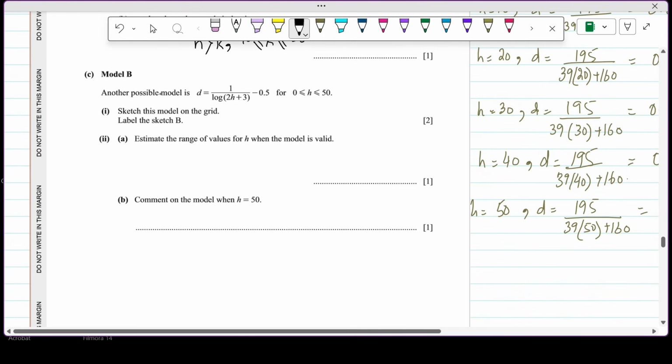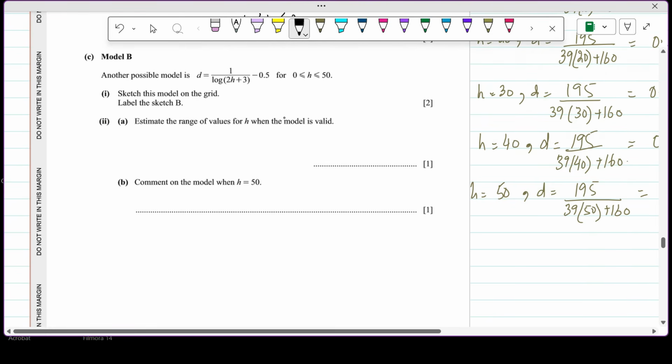Part B. Another possible model is D is equal to 1 over log of 2h plus 3, minus 0.5, where h is less than or equal to 50 and greater than or equal to 0. Sketch this model on the grid. Label the sketch B.